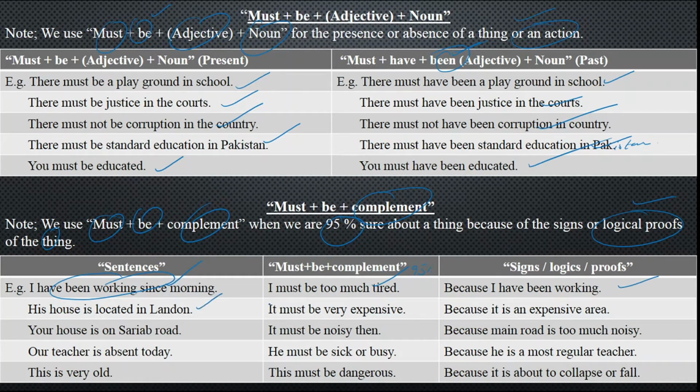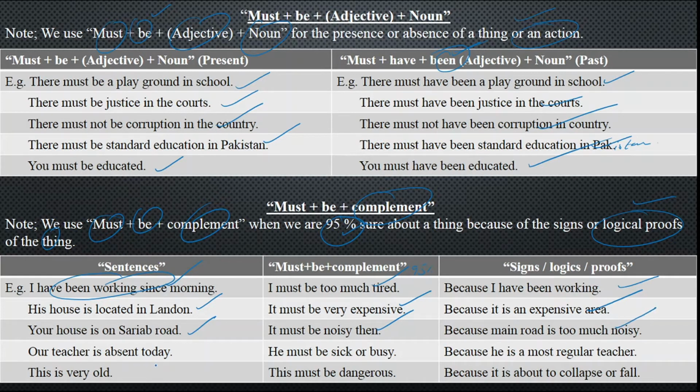His house is located in London. It must be very expensive. The proof is that it is in London, an expensive area, and we say it must be very expensive. Definitely 90%, 95% sure, because it is a very expensive place. Your house is on Saryab Road. It must be noisy then. Why? Because it is linked with the road. The cars go and come, and this disturbs you, because the main road is too noisy.